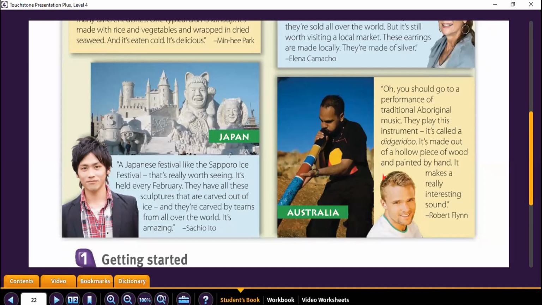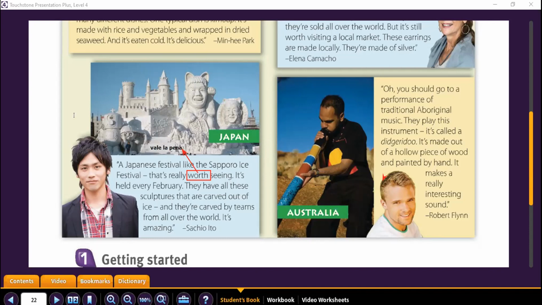So yes, here we have a festival, something that happens just in Japan. This festival is called Sapporo Ice Festival. Look at this, and it says it's really worth seeing. Do you know what's the meaning of this word? Worth. Que vale la pena verlo, teacher. Exacto, vale la pena. It's really worth seeing. Vale la pena verlo, ¿no?